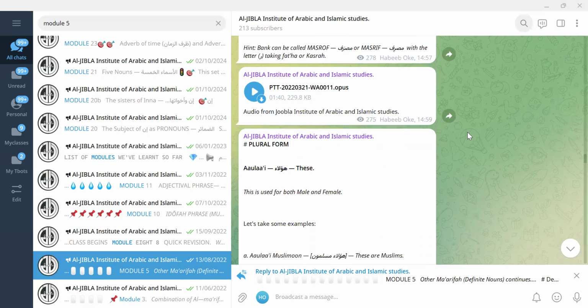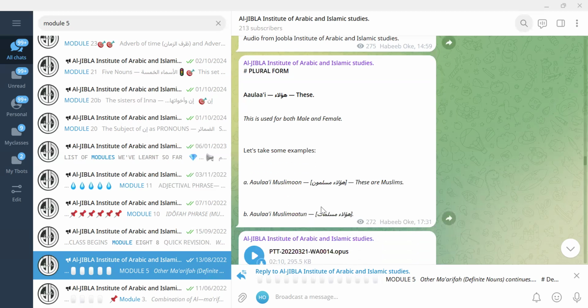Now let's look at the plural form. The plural form is هؤلاء. So it is the same. It's used for both masculine and feminine, male and female. So this one is not gender specific. The same word is used for both masculine and feminine.